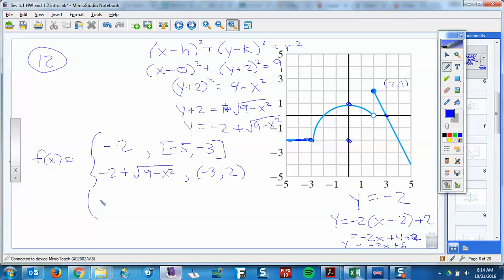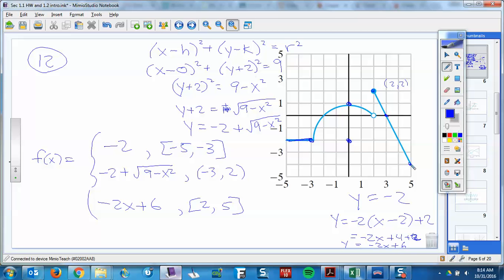Okay, and then I go to my line, which is -2x plus 6, or I could write this version of it, doesn't matter. And then that goes from 2, and it includes the 2, all the way to 5. Now there's not a circle here. If there's not an open circle, we'll assume it includes that endpoint. Okay? All right, so you've got to be able to do that. That'll be a problem on the quiz.